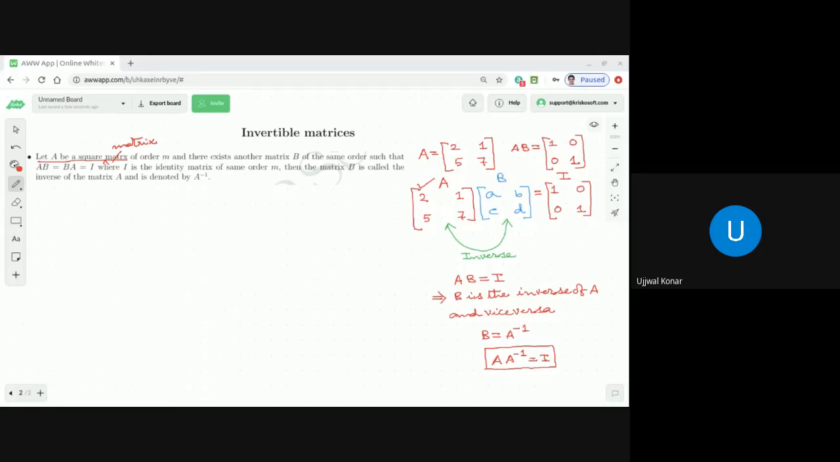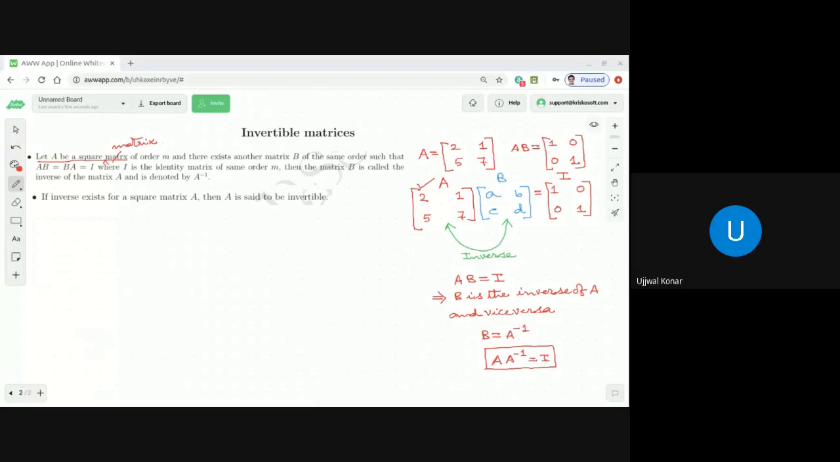If the inverse exists of a square matrix A, then the matrix is said to be invertible. That means we can find the inverse of that matrix, hence it is known as an invertible matrix. Correct, dear students? Okay, now the next point we are going to discuss is that a square matrix A is said to be invertible if and only if the value of the determinant of the matrix A is non-zero.